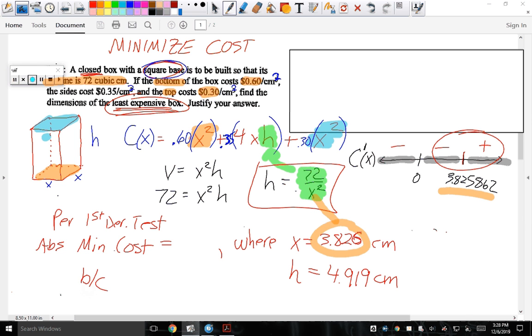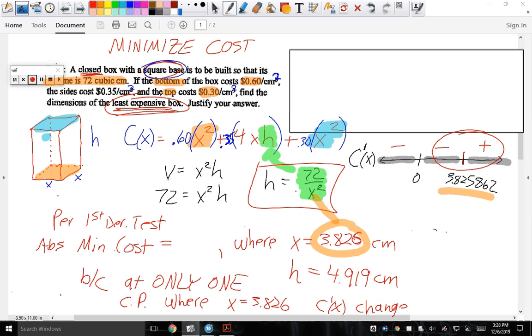Because at only one critical point, and then you have to specify the critical point, where x equals 3.826, my cost function, C prime of x, changes from negative to positive. Very, very clearly, very thoroughly, that's a good justification.